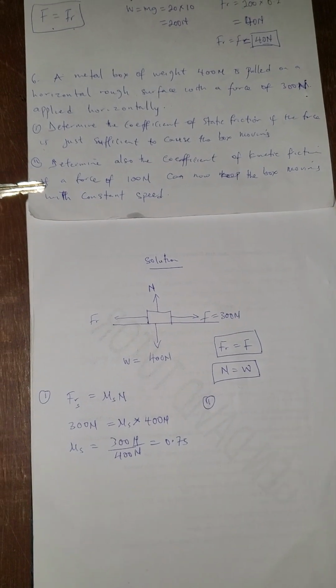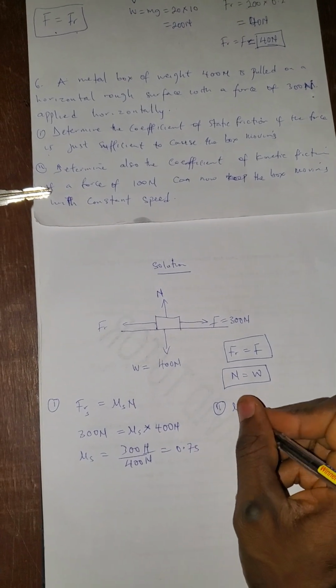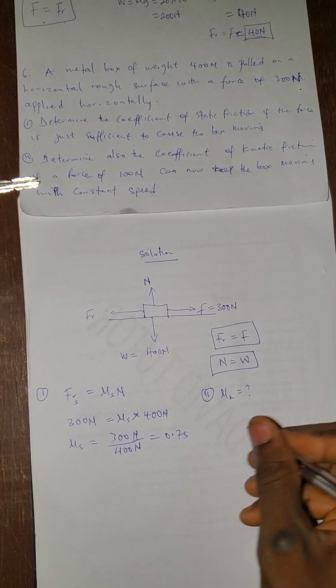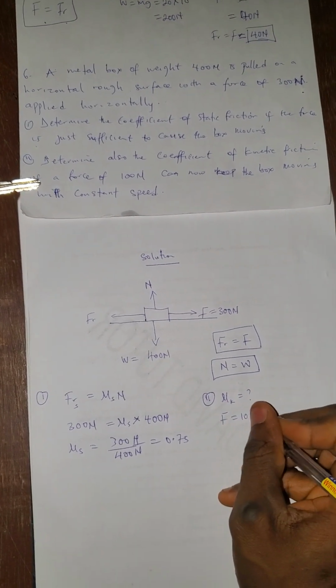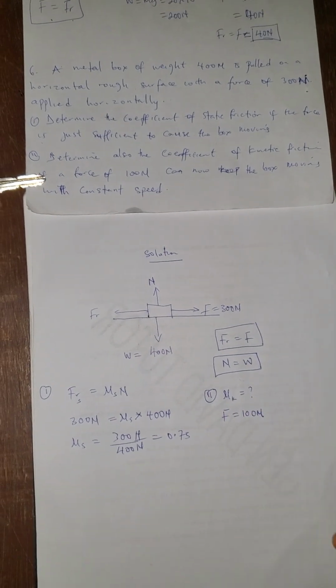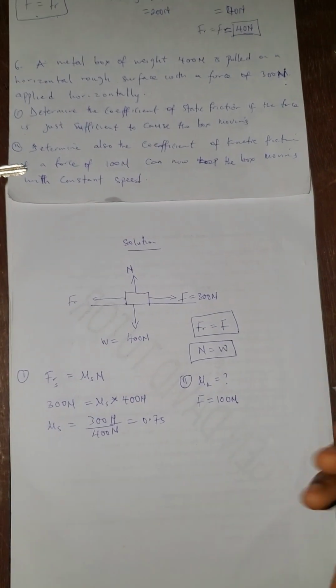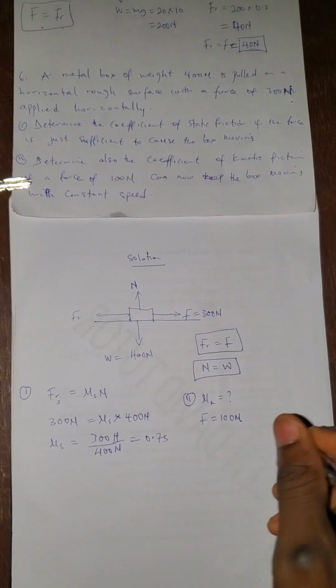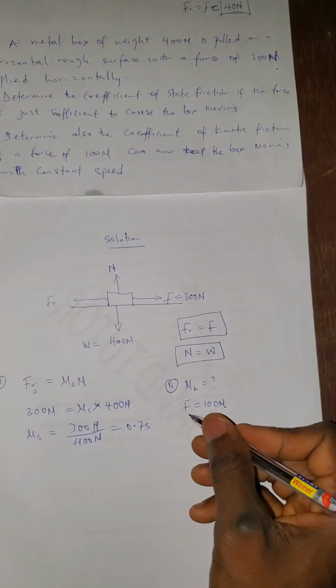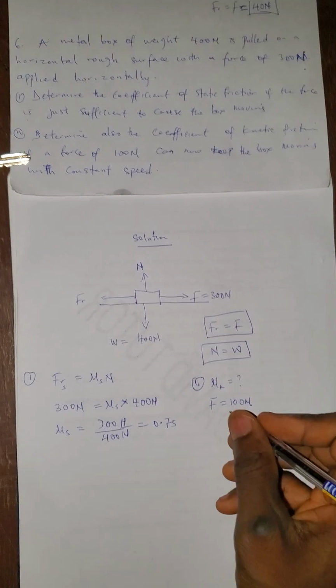determine the coefficient of the static friction. We are asked to find the coefficient of the friction if the force of 100 Newton is now to keep the box moving at a constant speed. So we have the force of 100 Newton to keep the box moving. So when you have this, don't forget that the F is equal to 100 Newton.